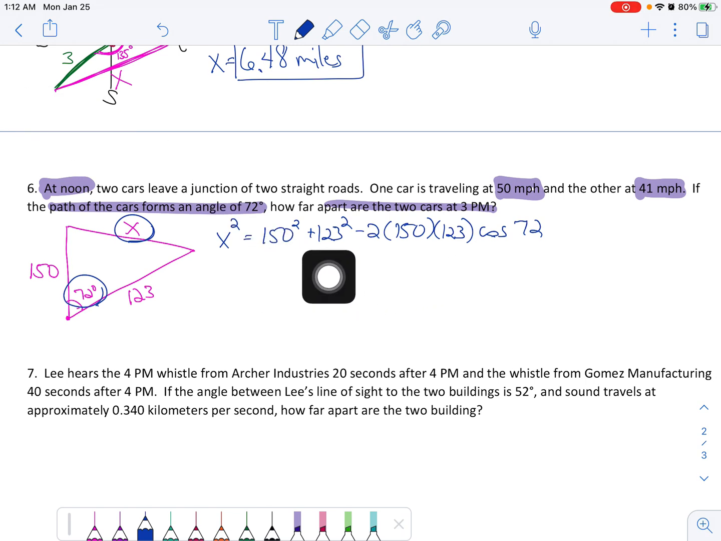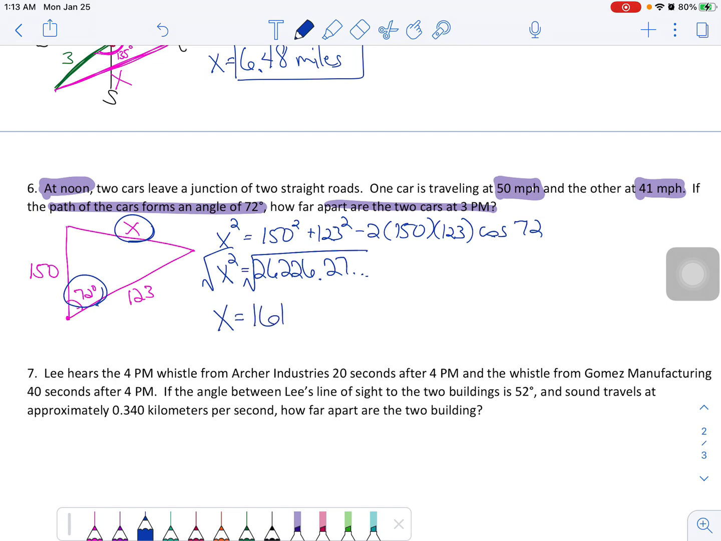Everything on the right goes into the calculator. So minus 2 times 150 times 123, cosine of 72. All right, so x squared is equal to 26,226.27 and some more stuff. I'm going to take the square root of both sides. Again, x in this case is a distance, so I get to ignore the possibility of a negative answer. And 9.5 if I round, and we're talking about miles here.